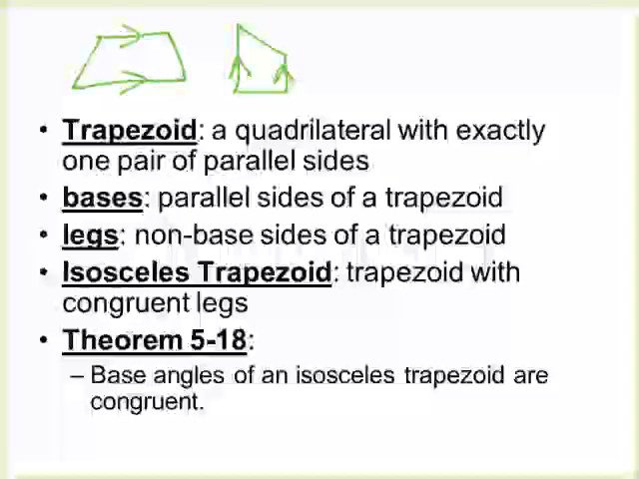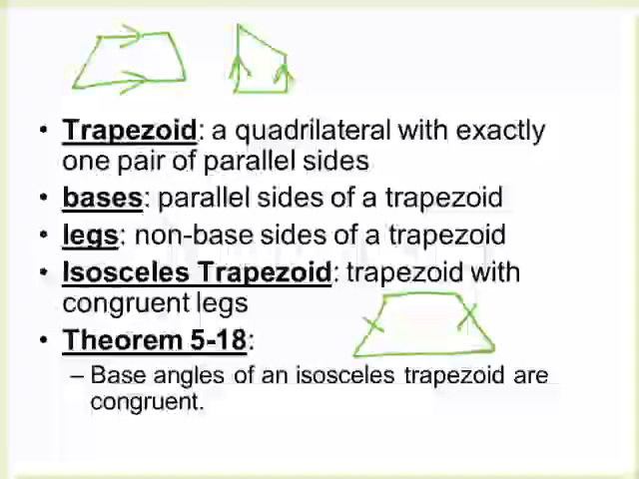An isosceles trapezoid is like an isosceles triangle in that it has at least two sides congruent. Remember, that was our definition of isosceles triangle, at least two sides congruent, but we actually still called it isosceles even if all three were congruent. In an isosceles trapezoid, at least the legs will be congruent. They may be congruent to one of the bases as well, but at least the legs will be congruent.